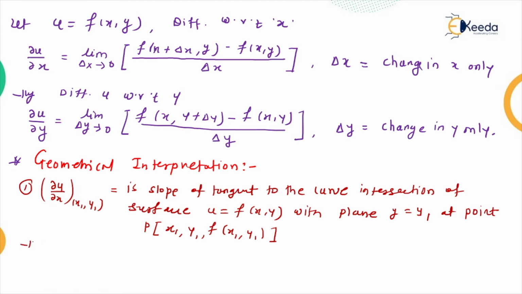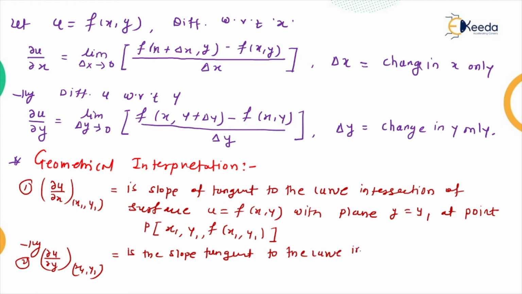So similarly, what is the second? ∂u/∂y, at the point (x1, y1). So it also shows the slope of a tangent to the curve of intersection. Same as before, but here only the y changes. So it is the tangent to the surface. I am writing here, surface u equals f of x, y with the plane.